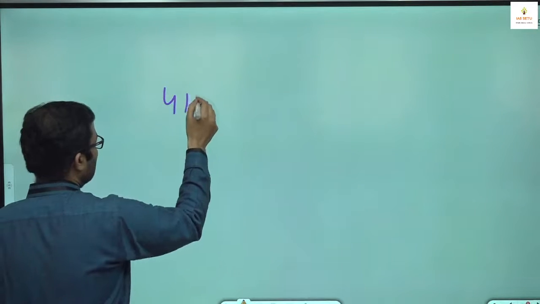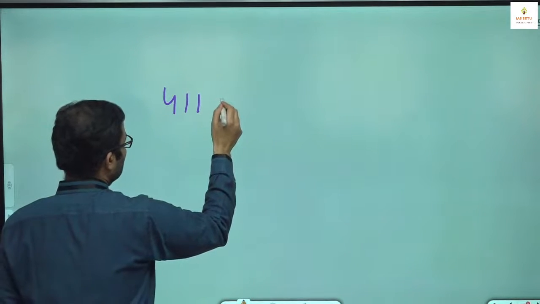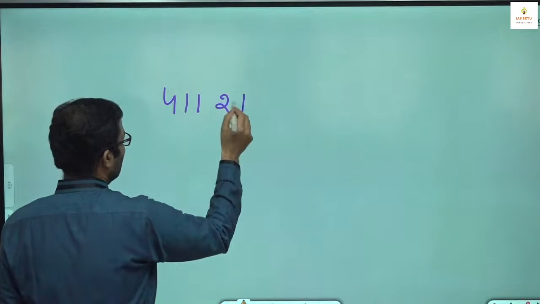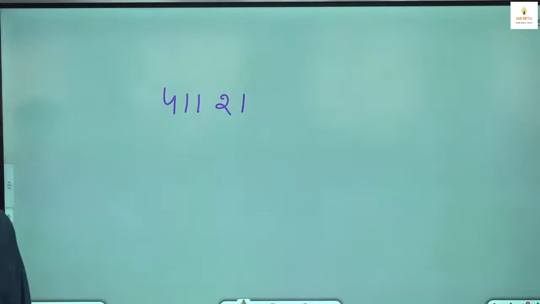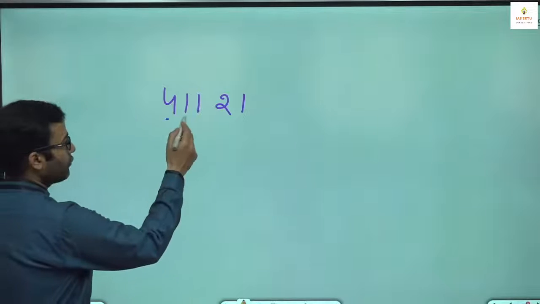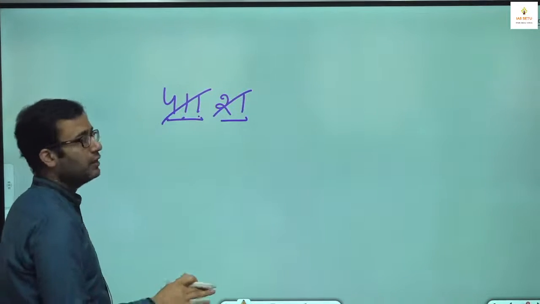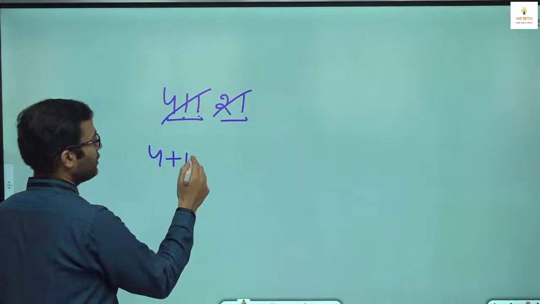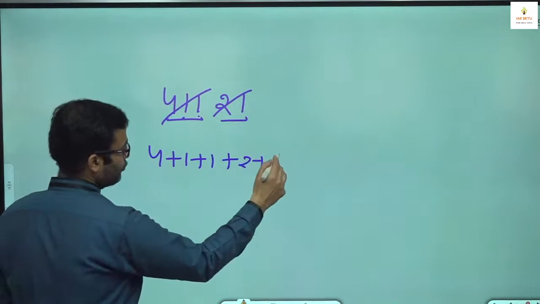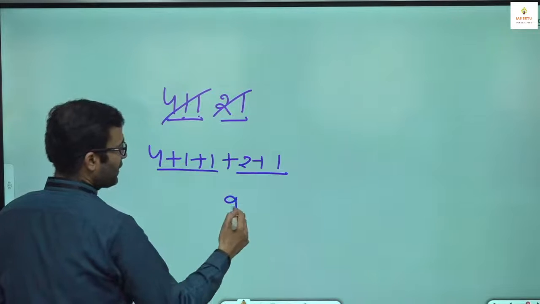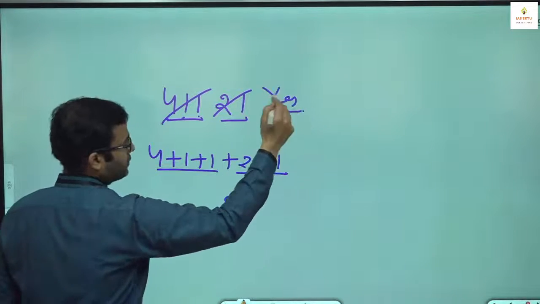4 1 1 2 1. Yes, this is 4 5 6 cancel, 3 cancel. If you are not comfortable, then you add 4 plus 1 plus 1 plus 2 plus 1, 6 plus 3, 9. Yes, this number is divisible by 3.